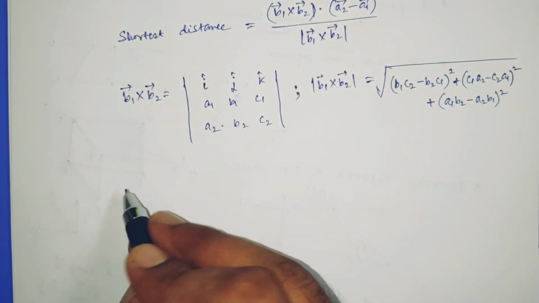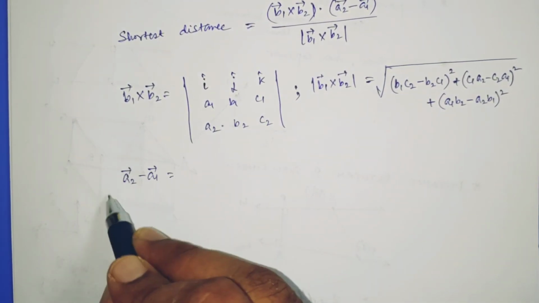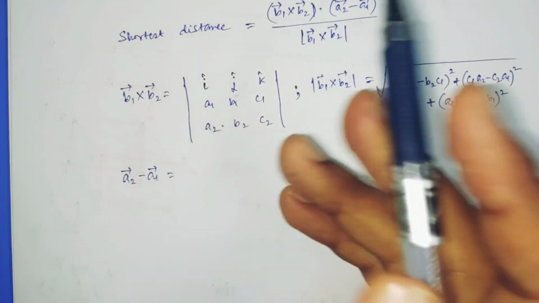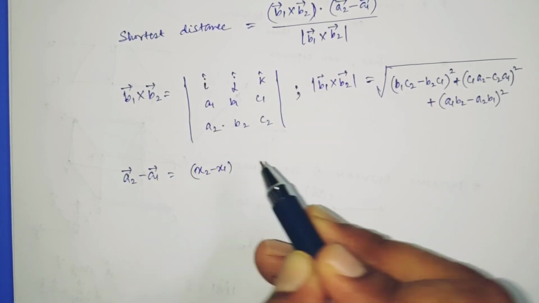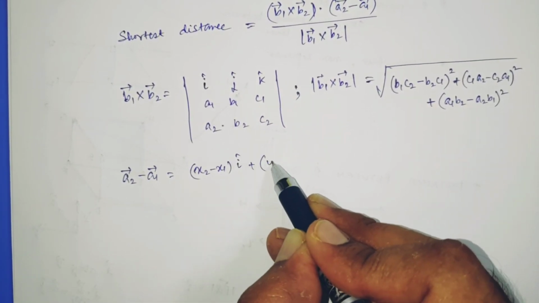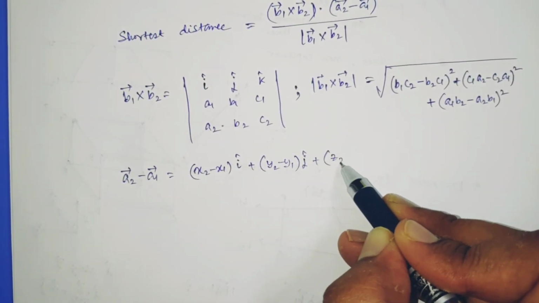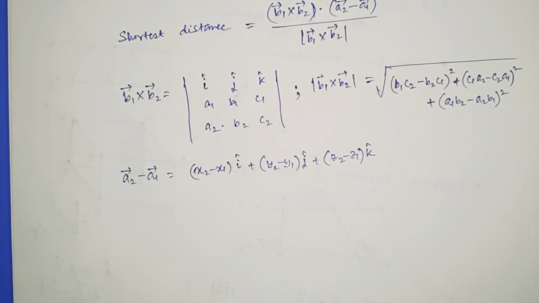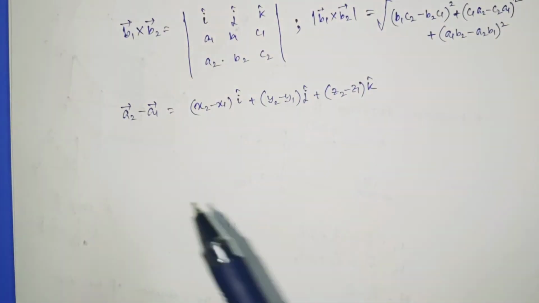Now we have to get A2 minus A1. So what is A2 vector minus A1? What are the components of the A2 vector? A2 vector is x2, y2, z2, right? So it will be (x2 minus x1) i cap plus (y2 minus y1) j cap plus (z2 minus z1) k cap, right? Understood? Acha, fine. If you are having a problem with this one, let's derive it.